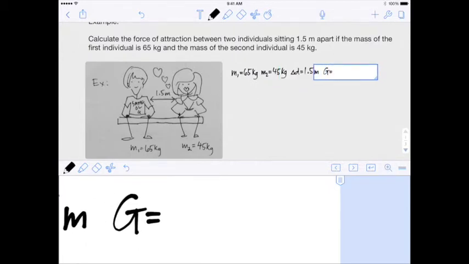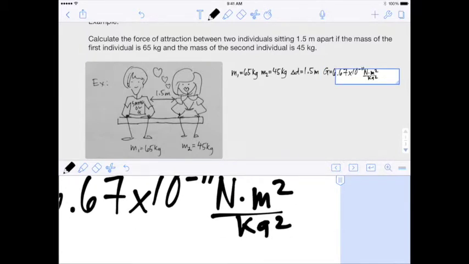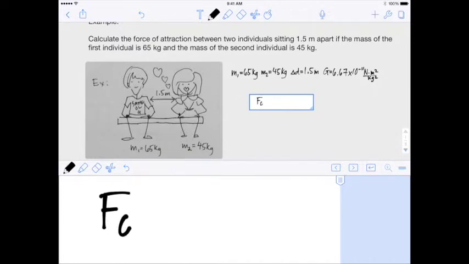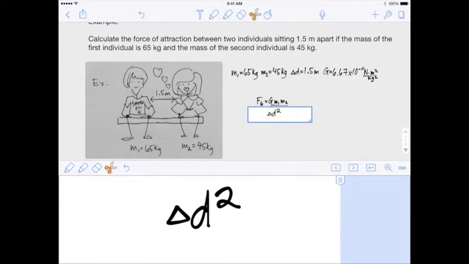On your formula sheet, such as the one that you'll be using on your final exam, at the bottom you'll have a list of constants. And in this list, you will have Newton's universal constant. So we can use Newton's law of universal gravitation to solve this. Fg is equal to G m1 m2 over delta d squared. Be sure not to forget to square delta d. Let's sub and solve.